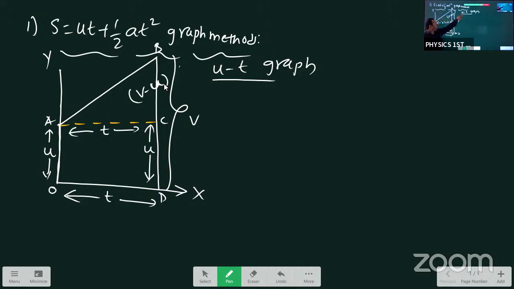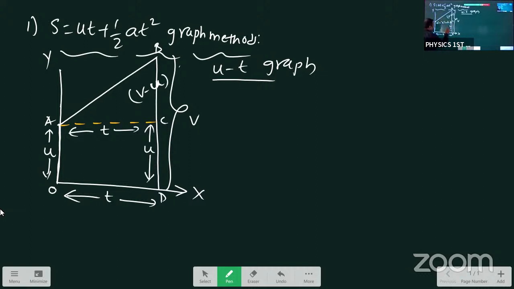What is the graph? The UT graph. The UT graph is indirectly the displacement graph only. So time is on the x-axis and velocity on the y-axis. One particle moves initially with U velocity, finally it reaches V velocity. This is the triangle, and this is the rectangle. For this graph, you can get 1 mark.